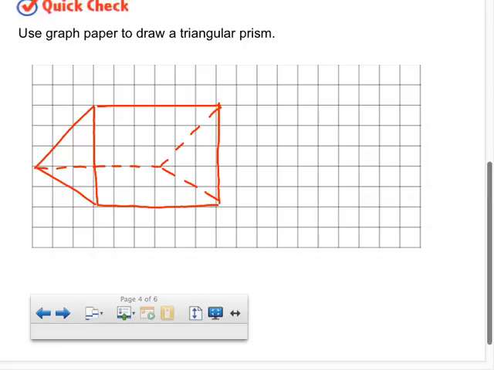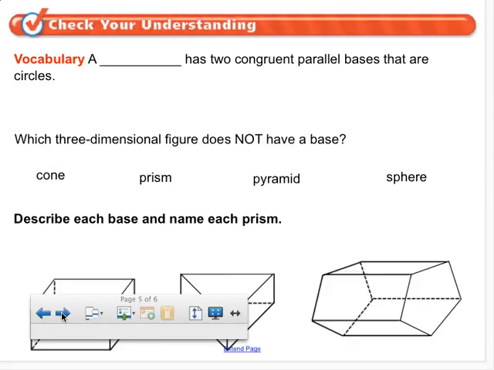All right. So we're almost at the end of the lesson. A blank has 2 congruent parallel bases that are circles. Cylinder. A cylinder. Very good. Okay, which three-dimensional figure does not have a base? A sphere. There's no flat surfaces. The other ones have a flat surface that we would call the base, okay?